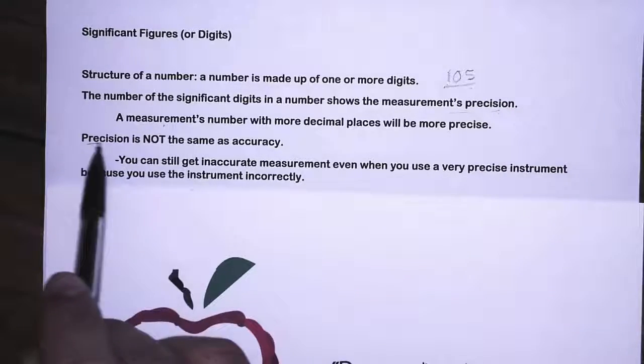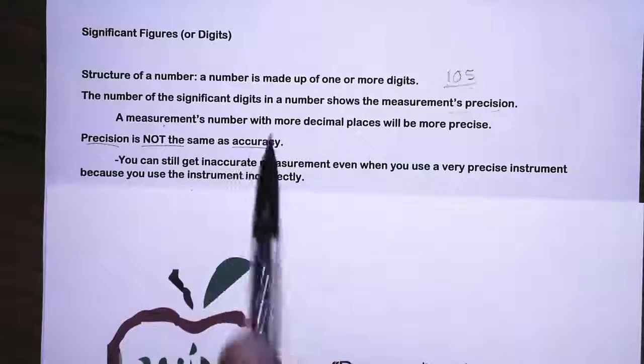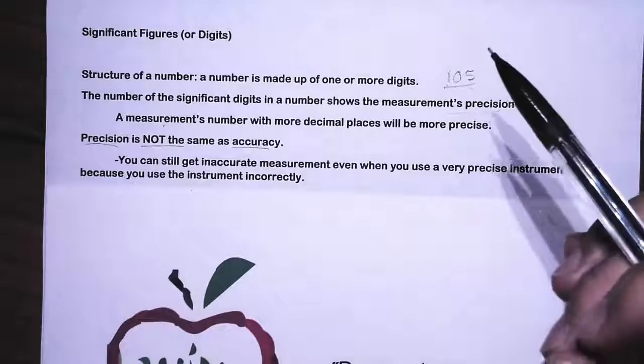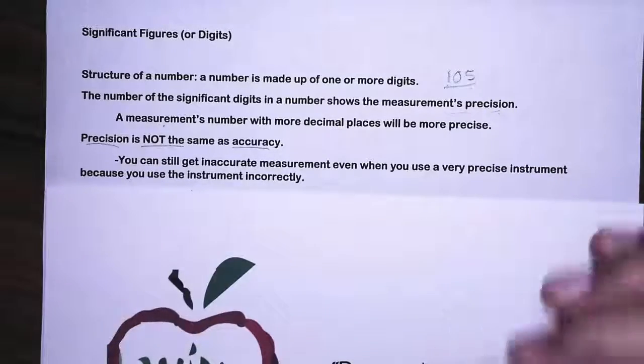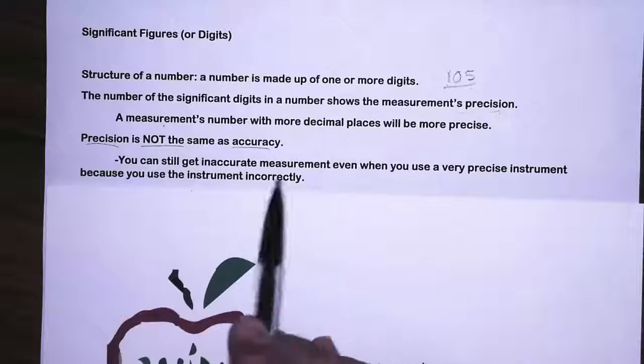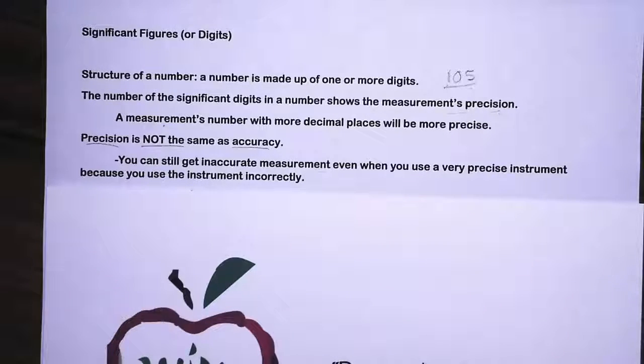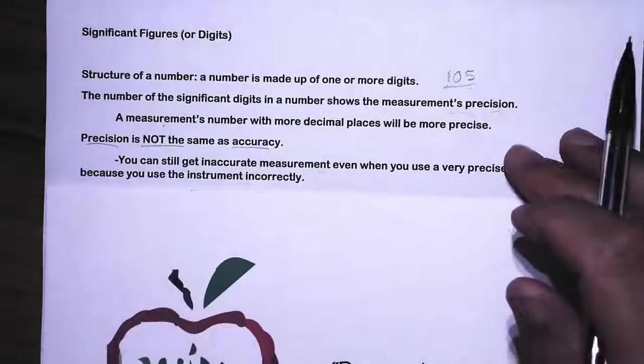Now, the term precision is not the same thing as accuracy. Accuracy is how close you are to the accepted literature values. Precision is about the instrument that you are using. You can still get an inaccurate measurement even when you are using a very precise instrument, because you are using the instrument incorrectly. If you use it incorrectly, the data will be inaccurate. So keep that in mind.